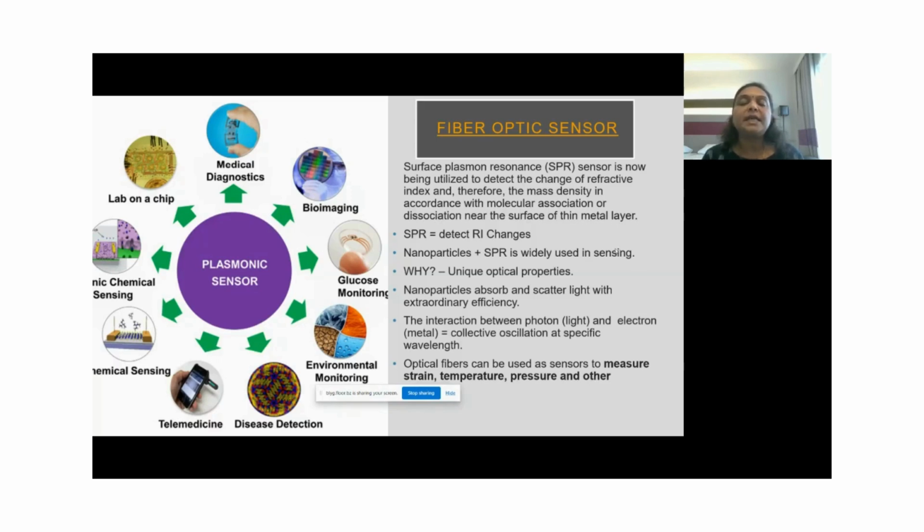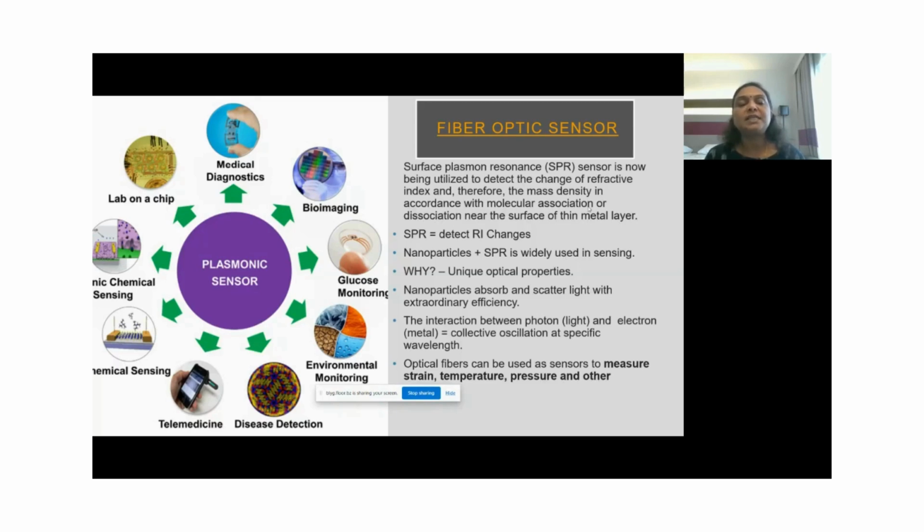These nanoparticles are able to absorb and scatter light with extraordinary efficiency. The interaction between the photons and the electrons coming from the metal works as a collective oscillation at a specific wavelength. Indirectly, optical fiber can be used as a sensor to measure strain, temperature, pressure, and others.